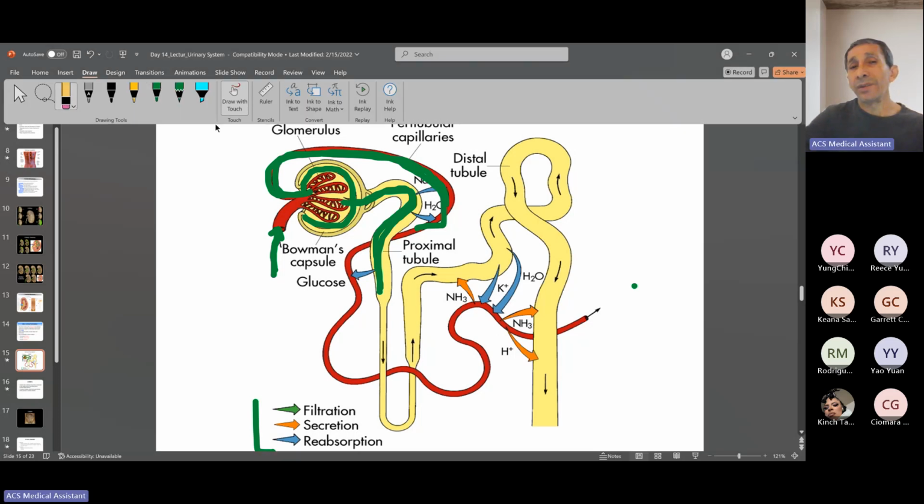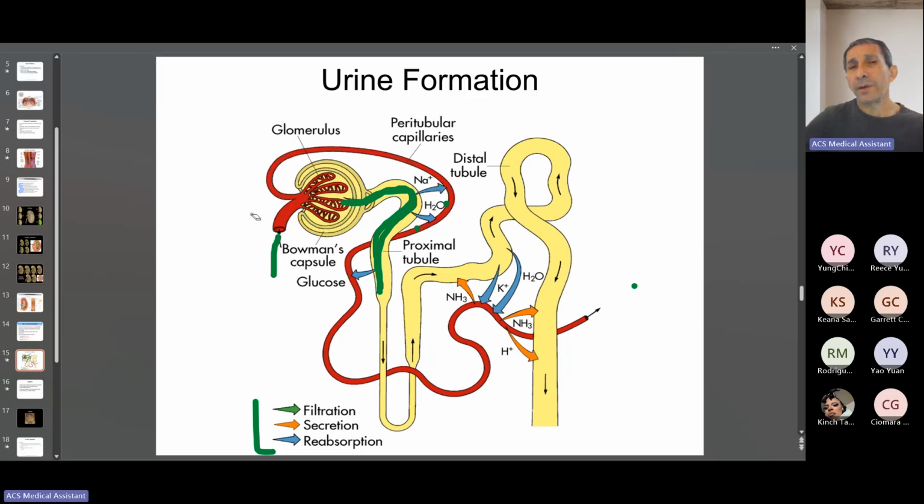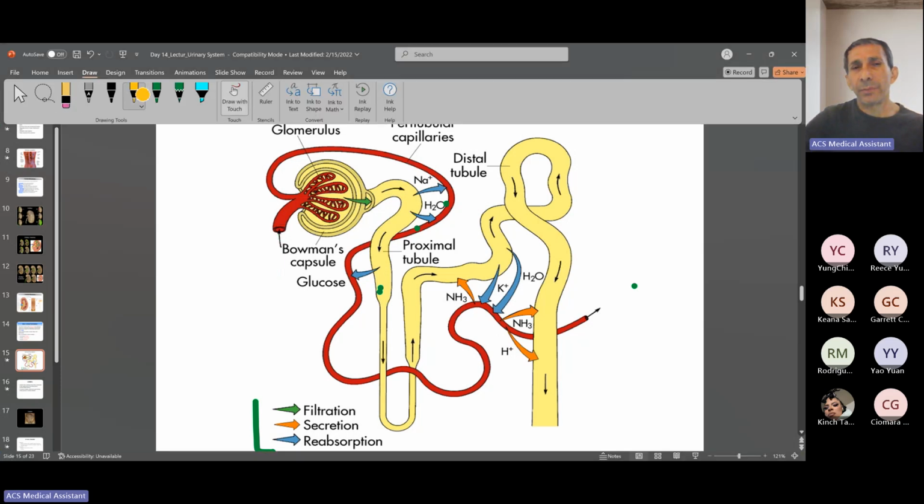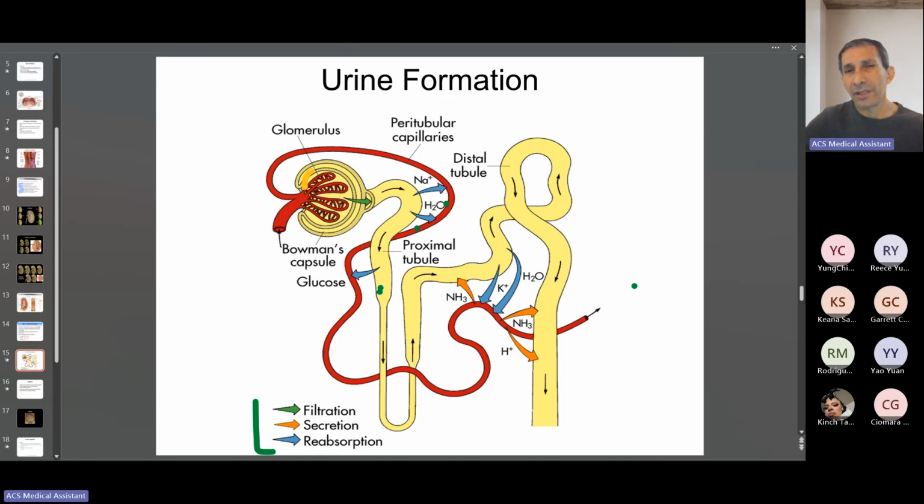So that's how this is going to work. Let's talk about first the glomerulus. So here it is, the glomerulus. Remember, the glomerulus is nothing else than a kind of mesh, a bunch of capillaries right here. It is right here in this area.